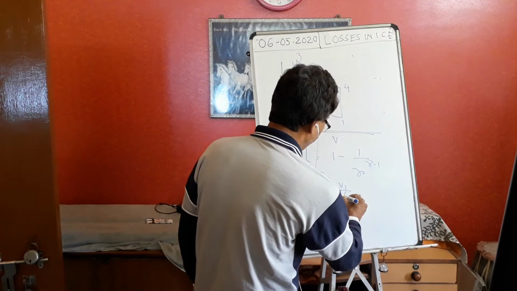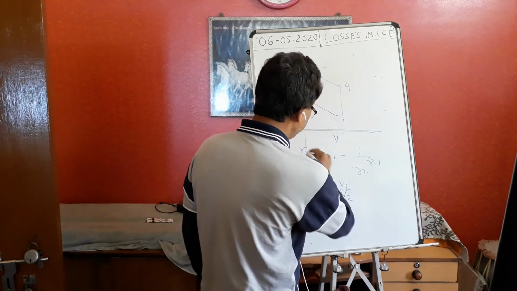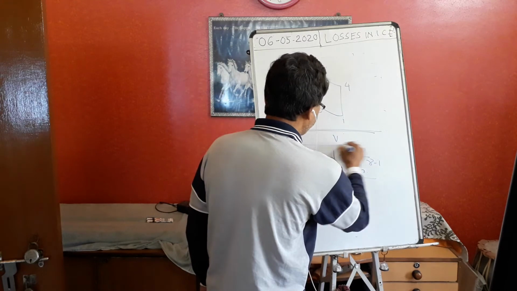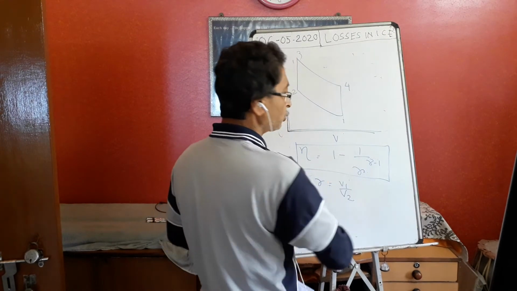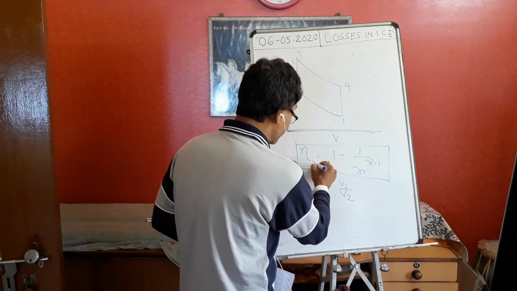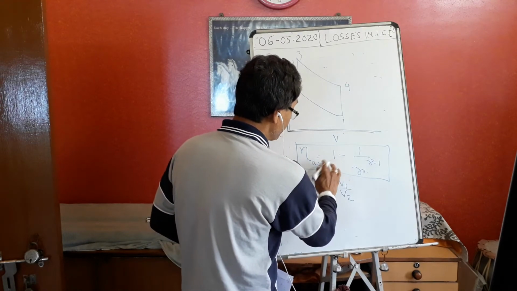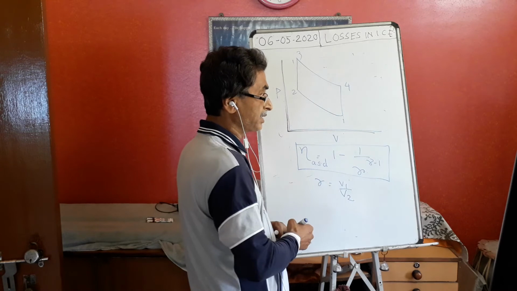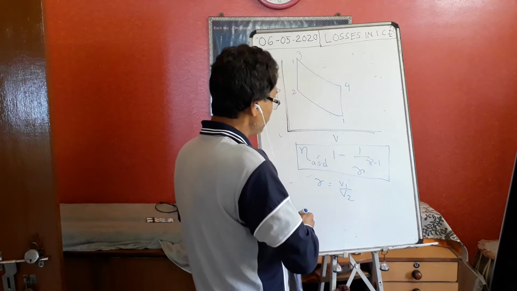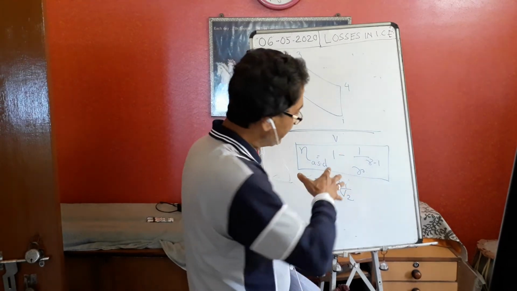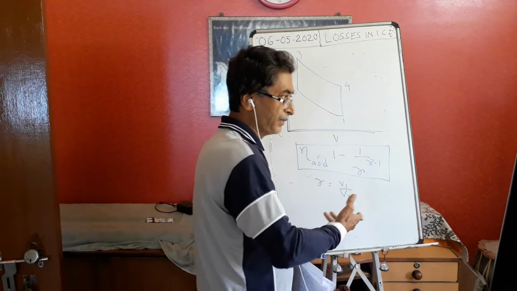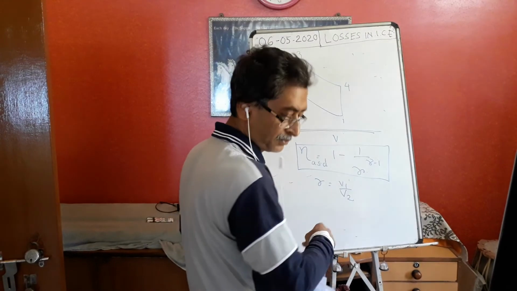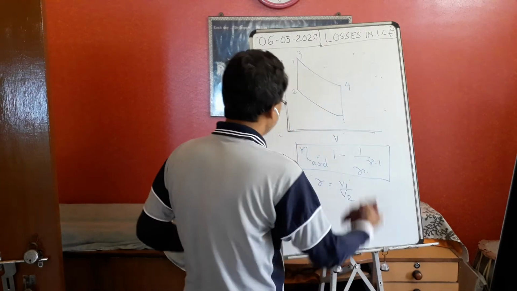by V2? So this efficiency eta is equal to 1 by r to the power gamma minus 1. So this is what we are calling the air standard efficiency. So we get some idea. Air standard efficiency comes to 60 to 70% in case of CI or SI engines.